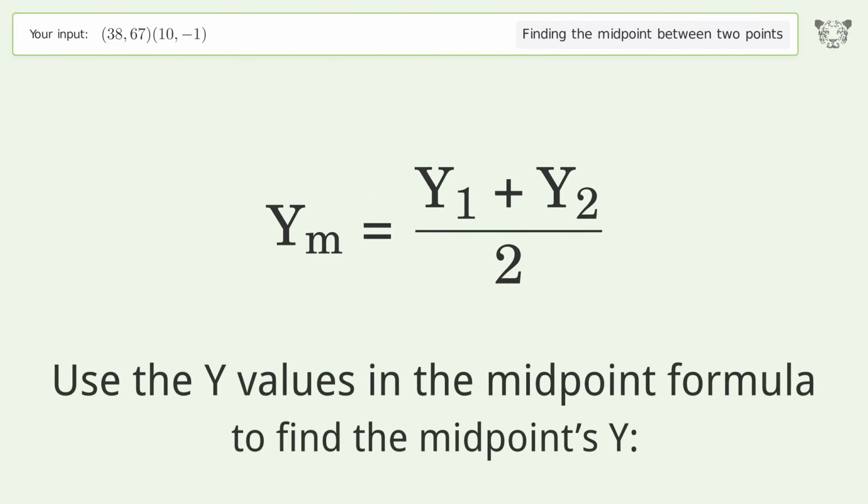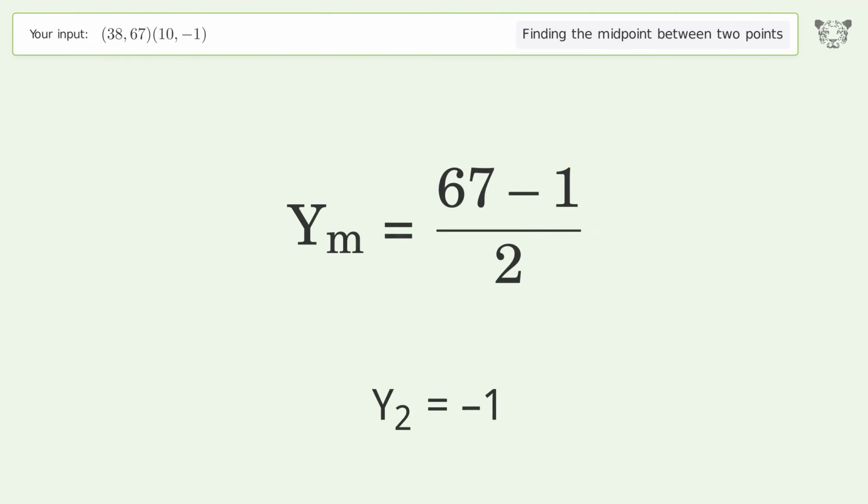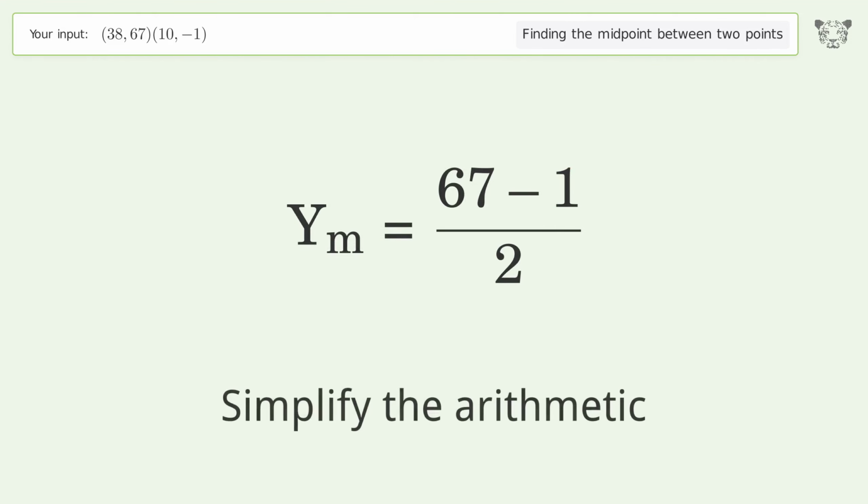Use the y values in the midpoint formula to find the midpoint's y. y1 equals 67. y2 equals -1. Simplify the arithmetic.